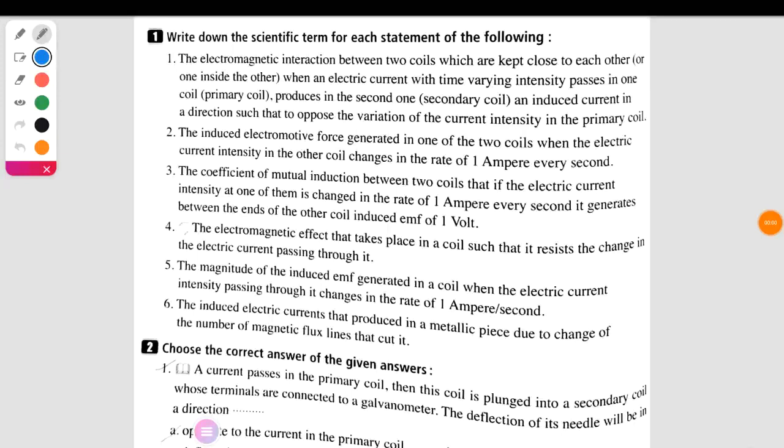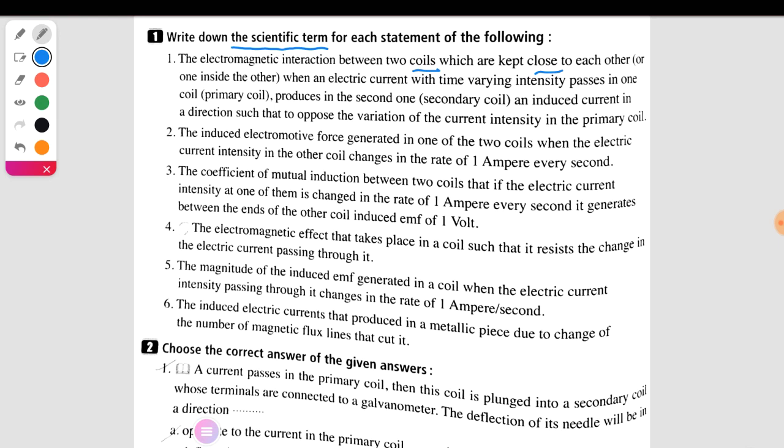Good morning, my students. We are going to study some revisions about electricity. Write down the scientific term for each of the following statements. Electromagnetic interaction between two coils which are kept close to each other or one inside the other.